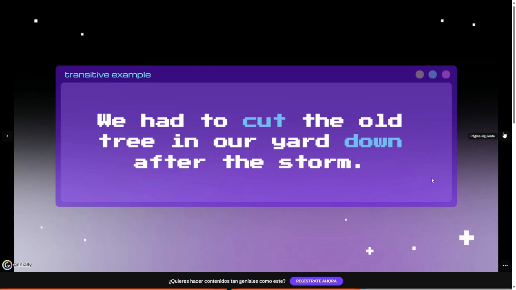For example, in this sentence: we had to cut the old tree in our yard down after the storm. As you can see, the object is placed right in the middle of the two words that make up the phrasal verb. In this case, the old tree in our yard. And the phrasal verb is cut down.